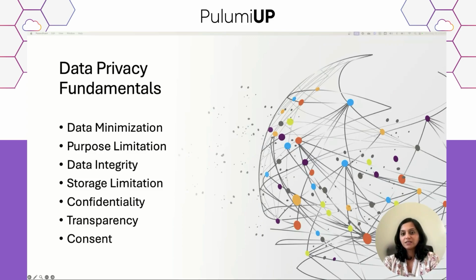Now that we understand what LLMs are capable of, it's crucial to consider the foundations of data privacy. These powerful AI models process vast amounts of data, which makes understanding privacy principles more important than ever. Let's break down the key elements of data privacy. First, we have data minimization. This principle is about collecting only what you need, no more, no less.